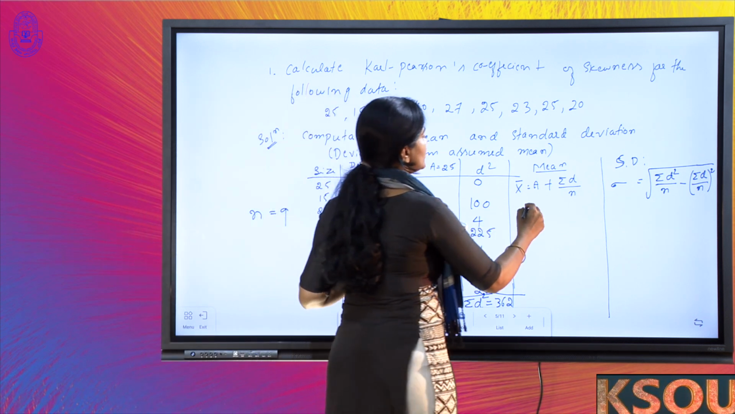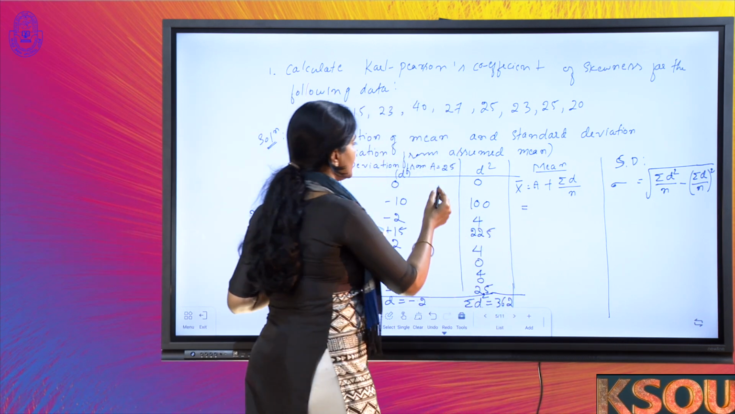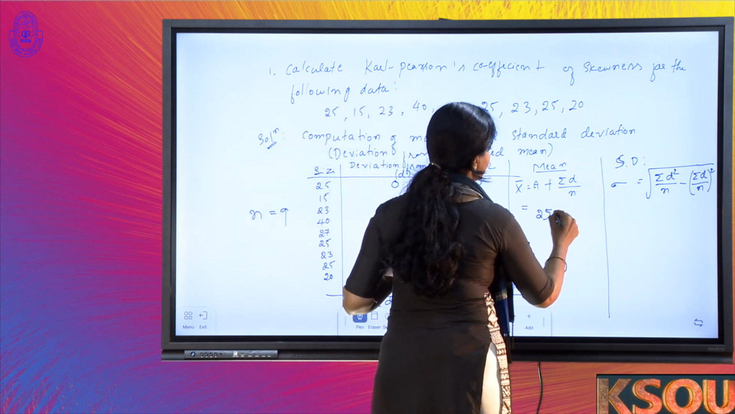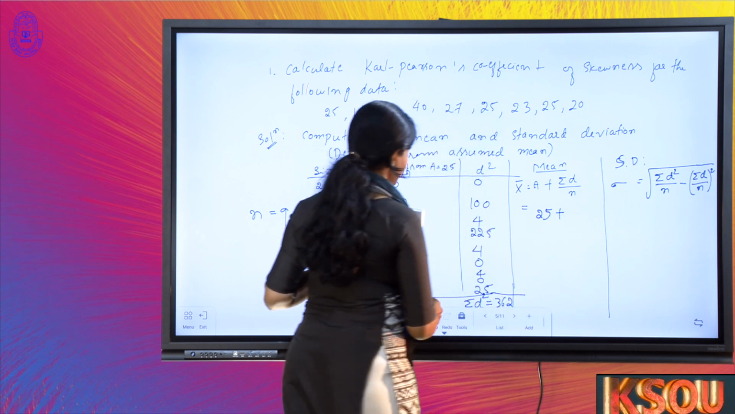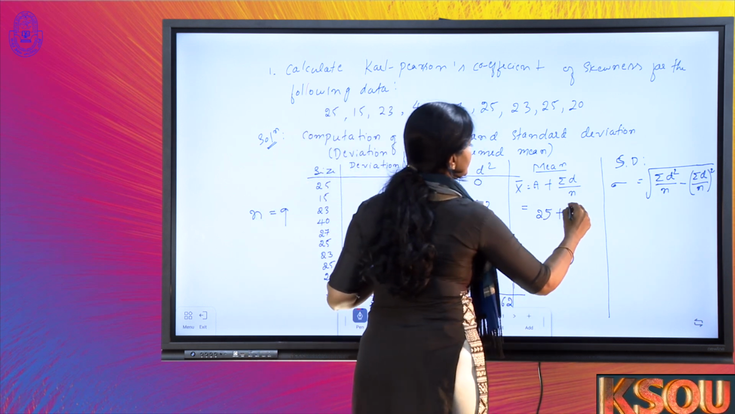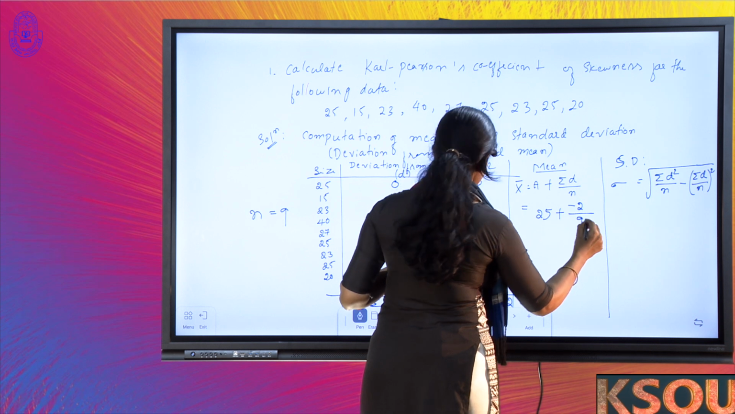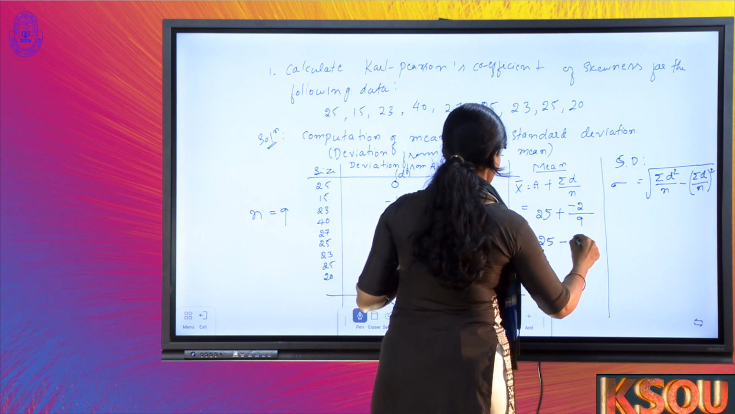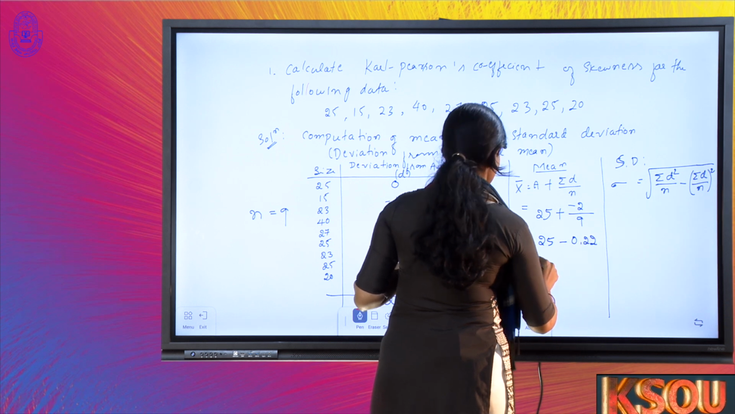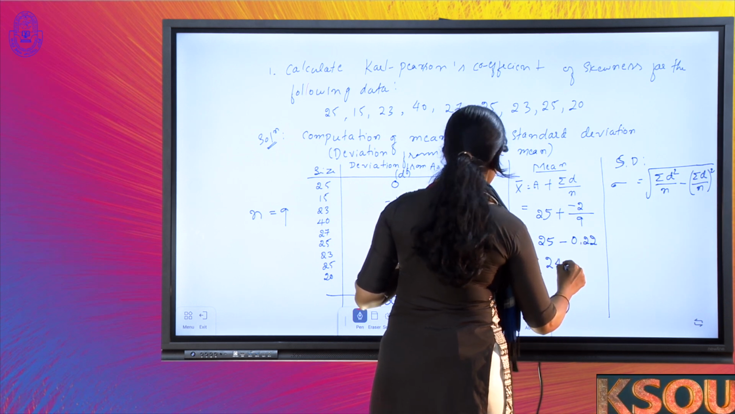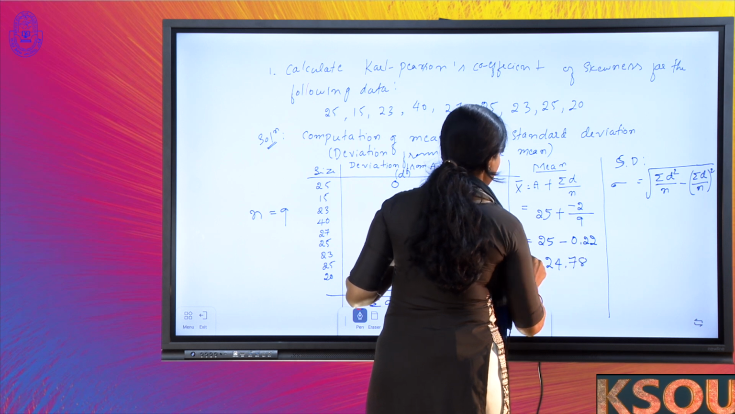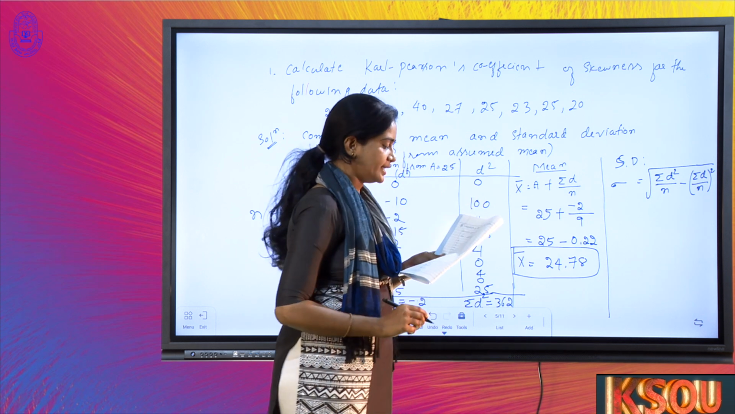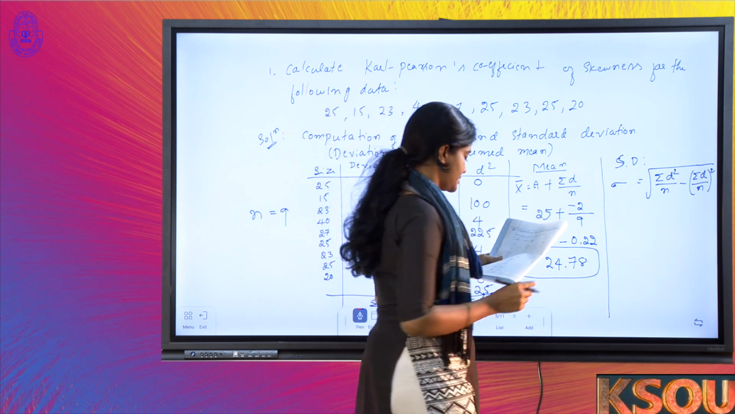Take a is equal to assumed mean value, which you have already taken here, that is 25. Take summation d value, that is minus 2 divided by n, that is 9. So, that will give you 25 minus 0.22. So, finally, we will have to get the value 24.78. So, this is the mean value, 24.78.